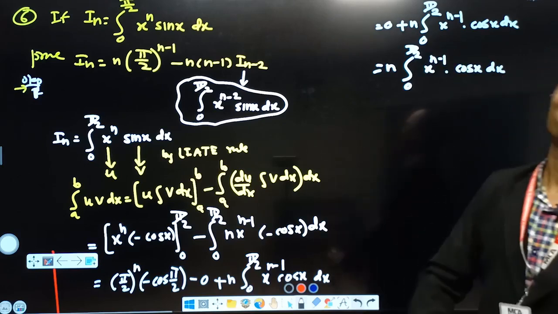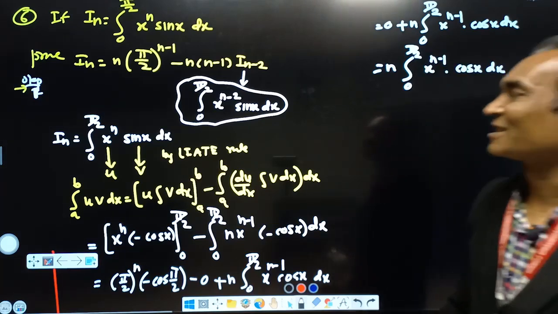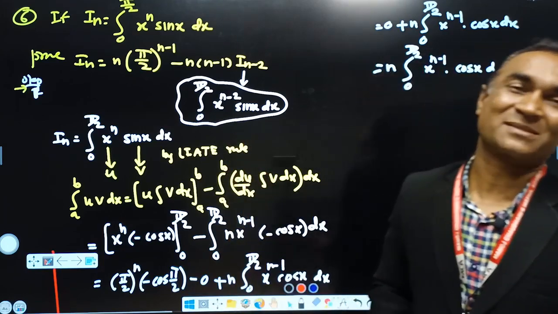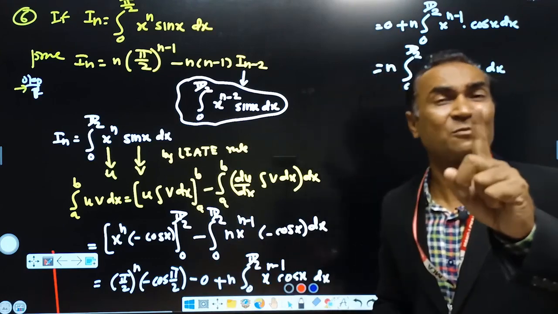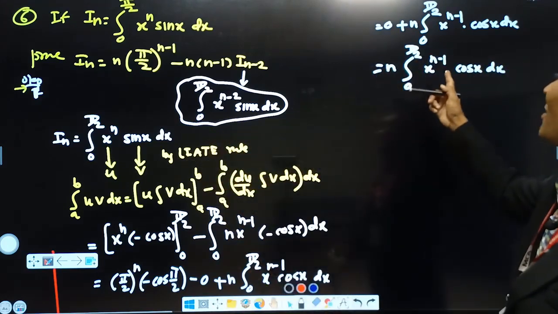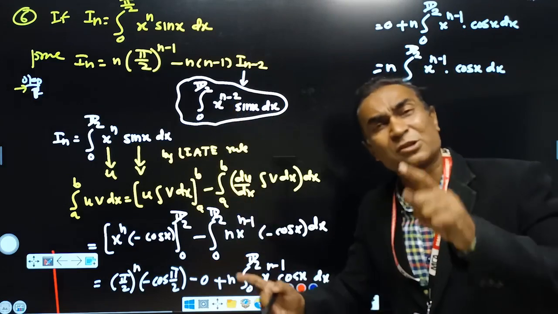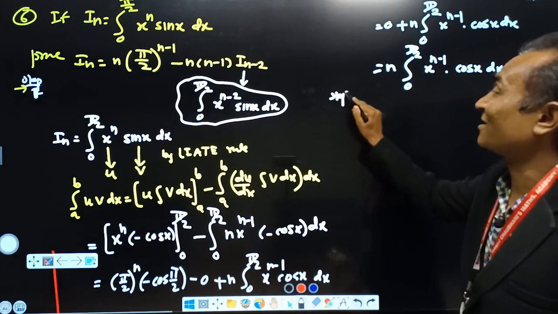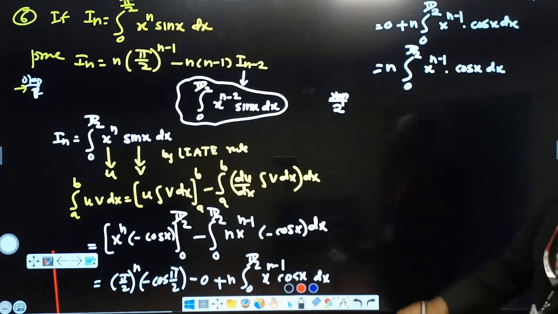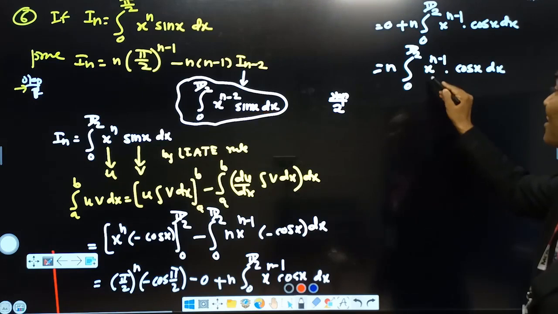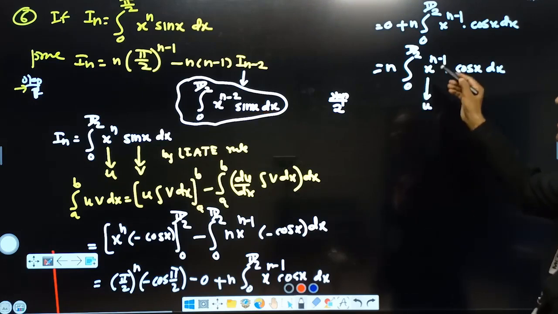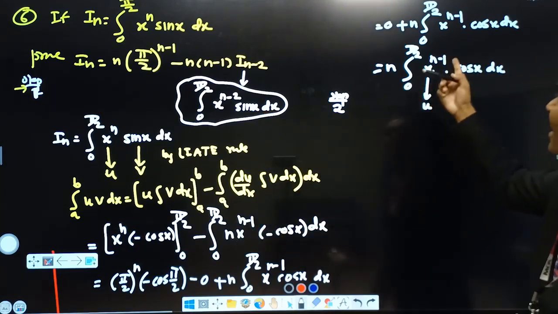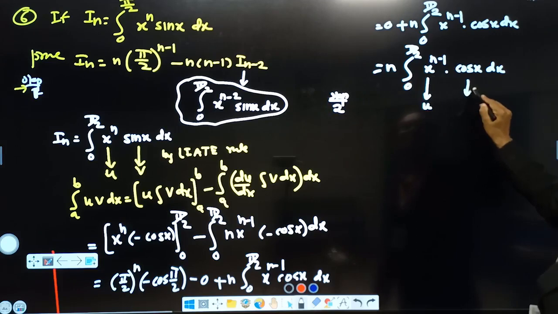This is your first step, dear student, where we used by parts one time. If we use by parts one time, the power of x is reduced by 1. Now we want x raised to n minus 2, so it must be reduced by 1 again. So take by parts one more time, step two, because we want x raised to n minus 2. Take this function as u, because in by parts we take the derivative of u. So we must take it as u, then only do we get the power of x raised to n minus 2, and take this function as the second function.